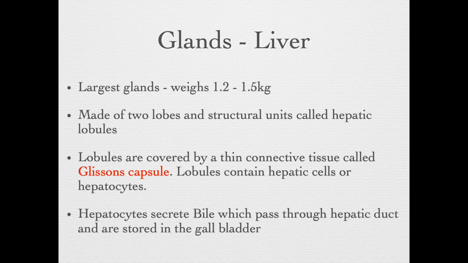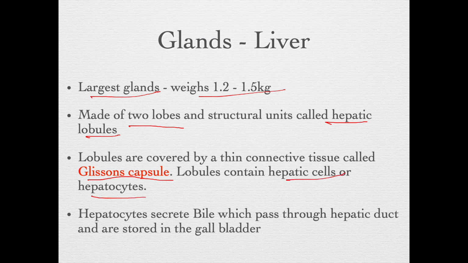The next gland that we will talk about is the liver. The liver is the largest gland in the body, weighing at about 1.2 to 1.5 kilos. The liver is made of two lobes, and it is divided into smaller structural units called the hepatic lobules. The lobules are covered by a thin connective tissue called the Glisson's capsule, and the lobules contain hepatic cells or hepatocytes.